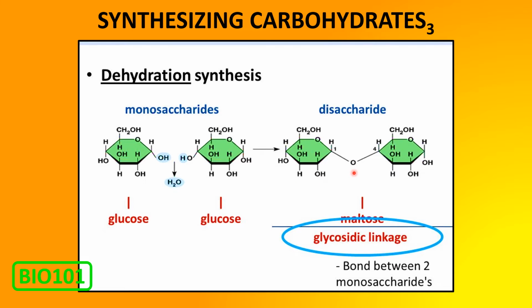The OH ion of one will go to one molecule of glucose, and the H ion, the hydrogen ion, will go to the other monomer of glucose. And then we have our glucose back.